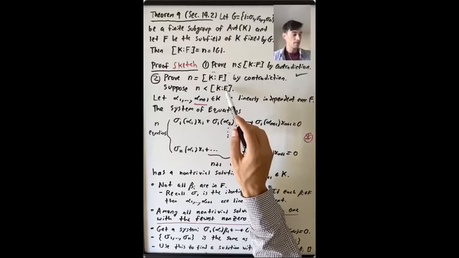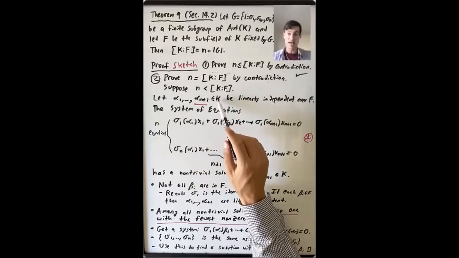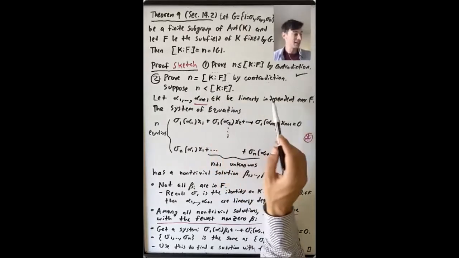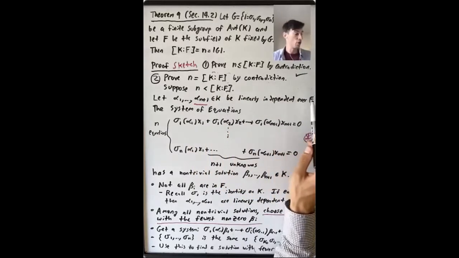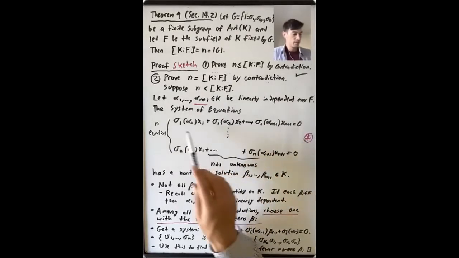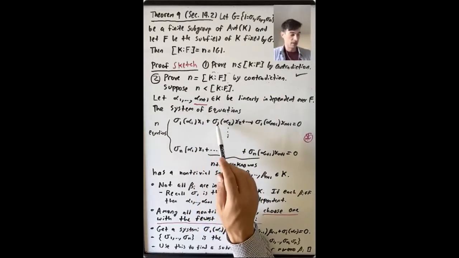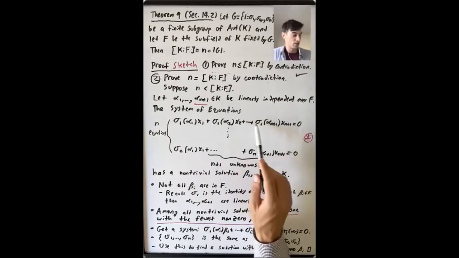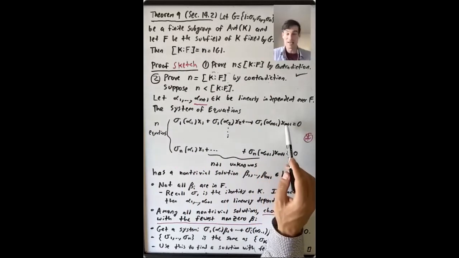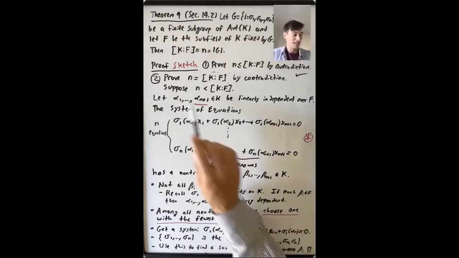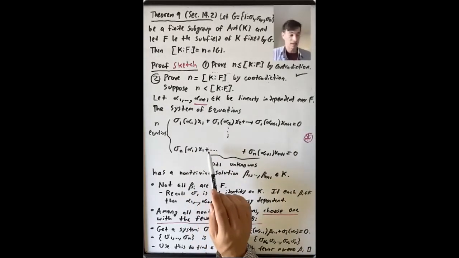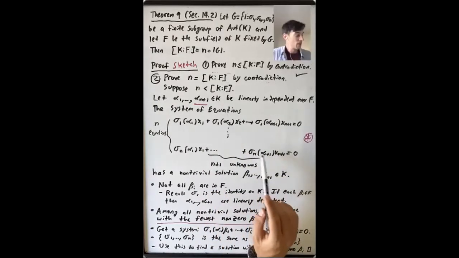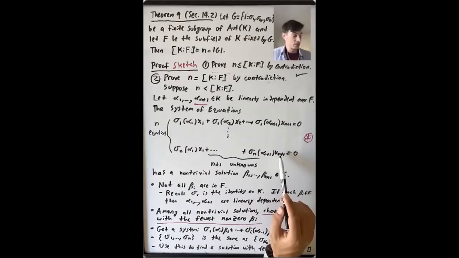If n is less than this degree, then there are at least n plus 1 elements of K, let's say alpha 1 through alpha n plus 1, that are linearly independent over F. Okay, so we have n plus 1 elements in K that are linearly independent over F. We get a system of equations. Sigma 1 of alpha 1 times x1 plus sigma 1 of alpha 2 times x2 plus sigma 1 of alpha n plus 1 times x n plus 1 equals 0. In this equation, it's the same sigma 1 applied to each one of these n plus 1 elements in K. We have another equation for sigma 2, and then sigma n of alpha 1 times x1 plus sigma n of alpha 2 times x2 plus sigma n of alpha n plus 1 times x n plus 1 equals 0.